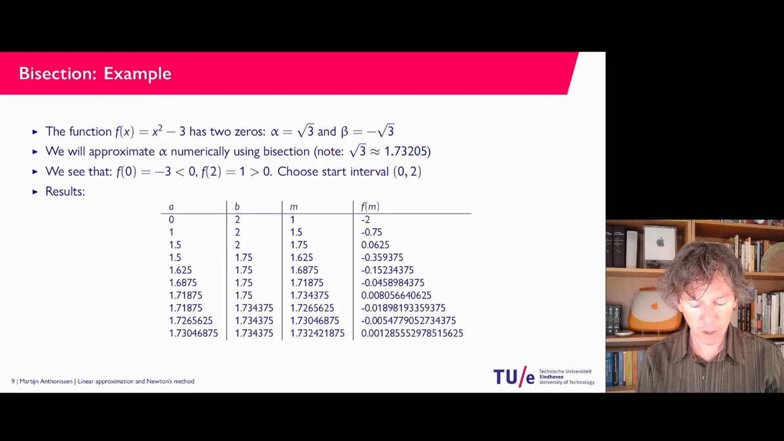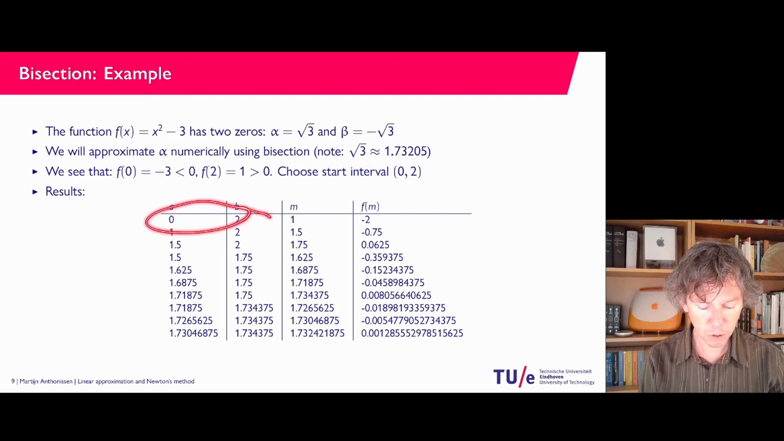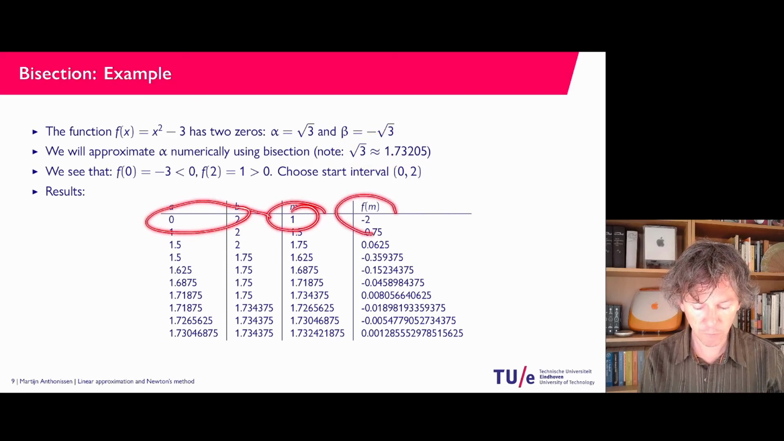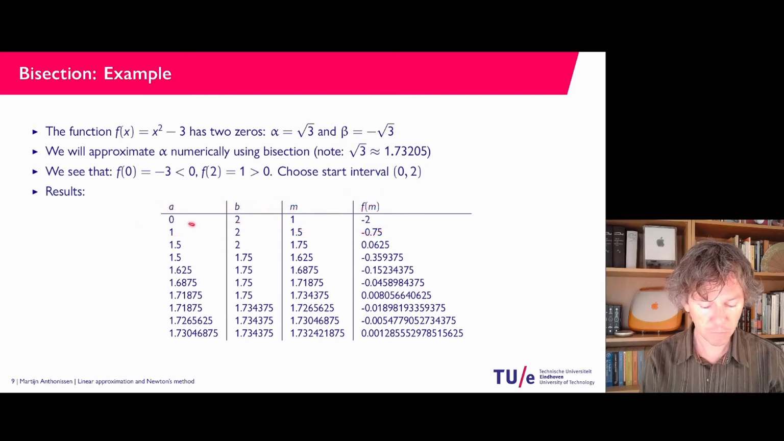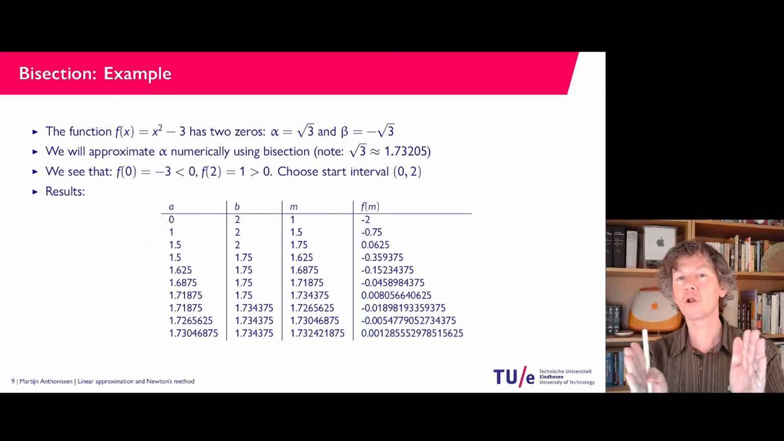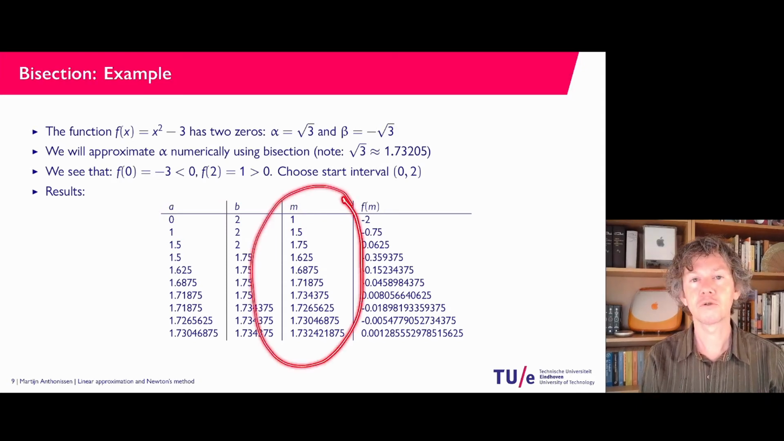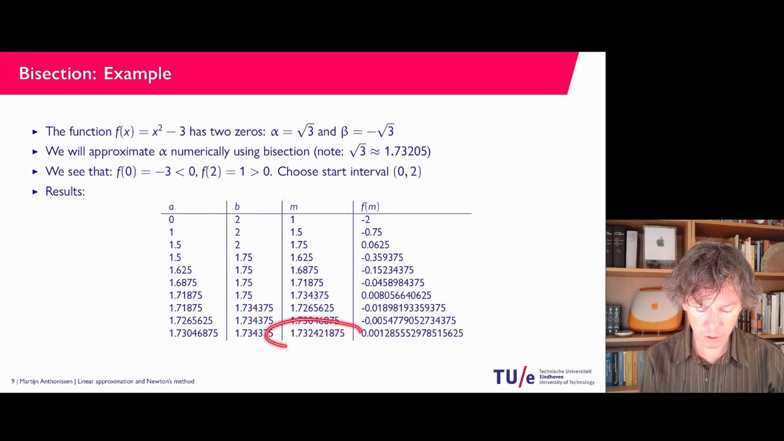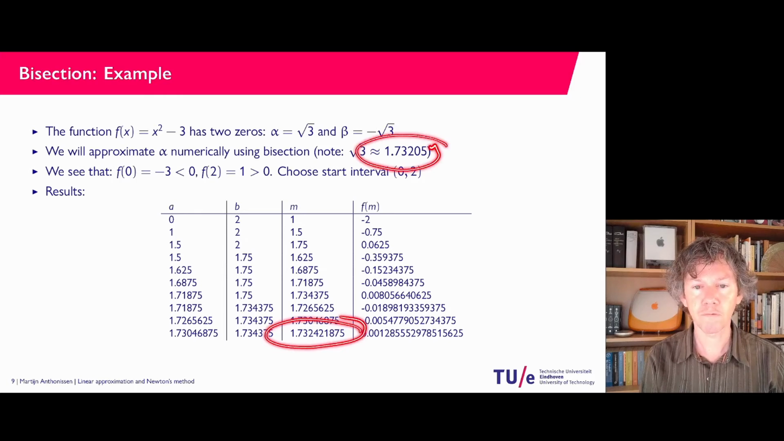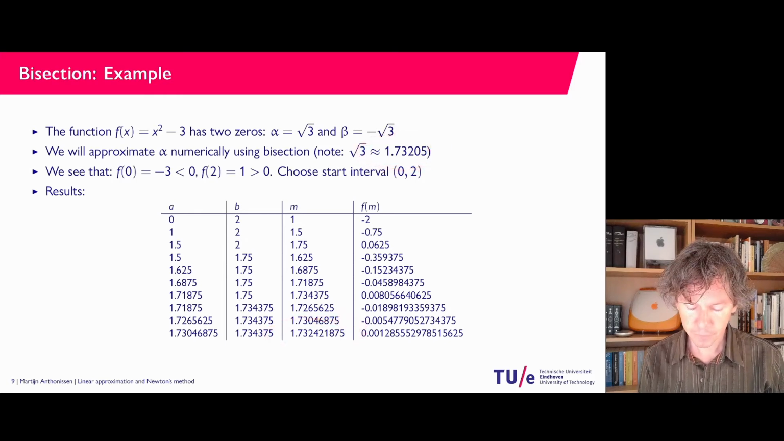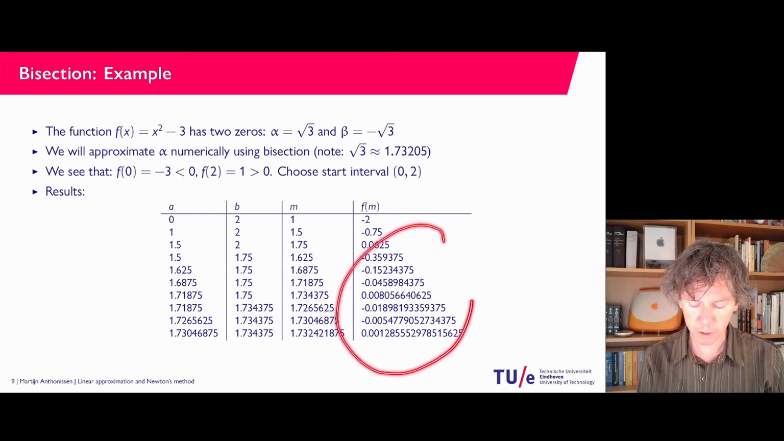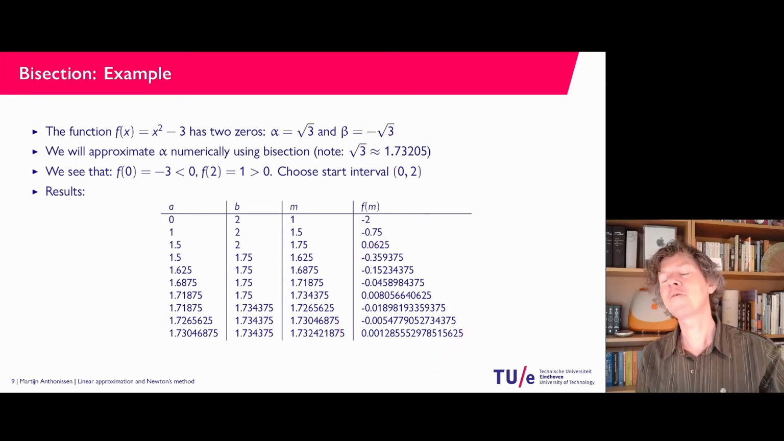And then if I make a little table starting with 0 and 2, computing the midpoint, and then checking the function value, and in this case shifting a, and if you keep on doing that, you see that a and b get closer together. This will converge to alpha, square root of 3, and you see indeed that this is already getting closer to 1.73205. And you also see that the function values are shrinking. So this is a method to find a 0.